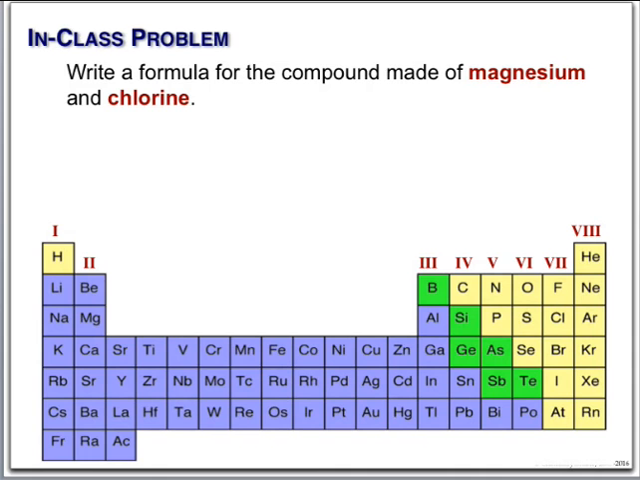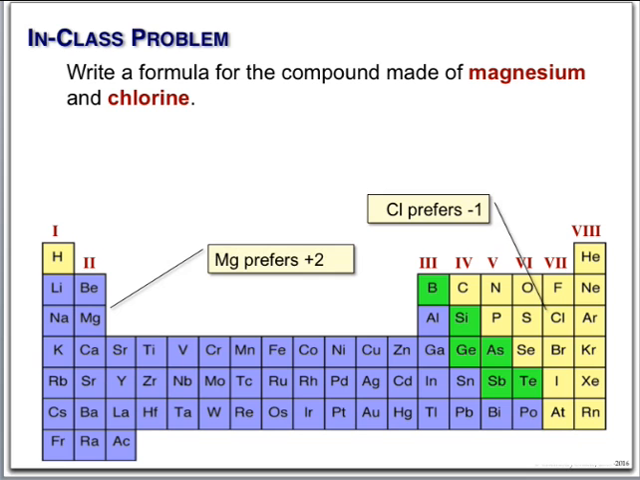All right, let's make some compounds then. Go ahead and write me a compound made up of magnesium and chlorine. Step 1, you want to look at your periodic table and find them. Magnesium is here in group 2. So what will its charge be? +2. Chlorine is over here in group 7. So it will gain 1 electron and be -1.